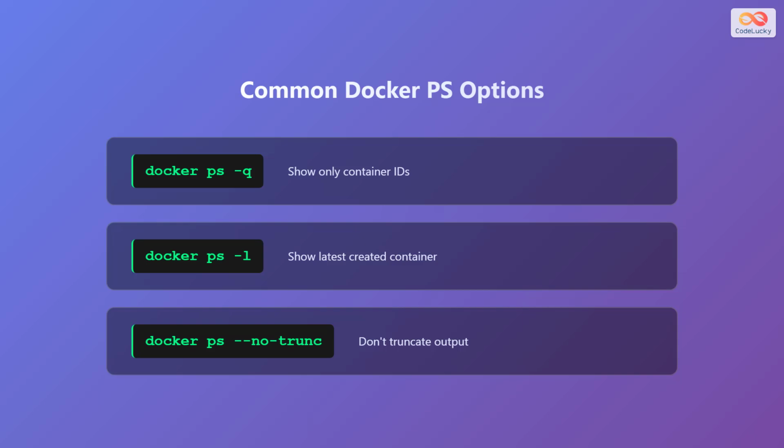Next, docker ps -l shows the latest created container. It helps to check the most recent container you have created. Finally, docker ps --no-trunc doesn't truncate the output. This ensures that the full output is displayed without any truncation.